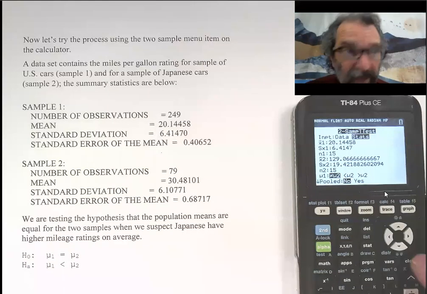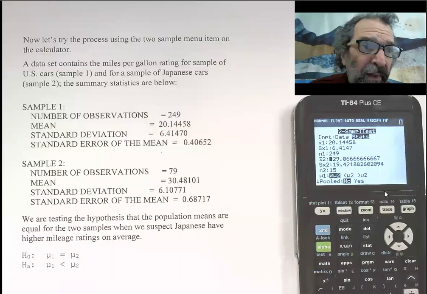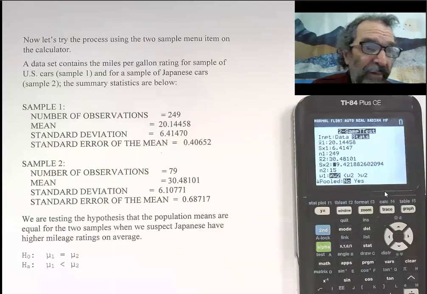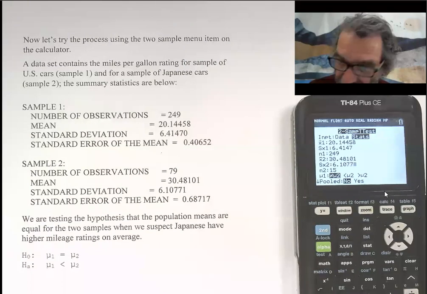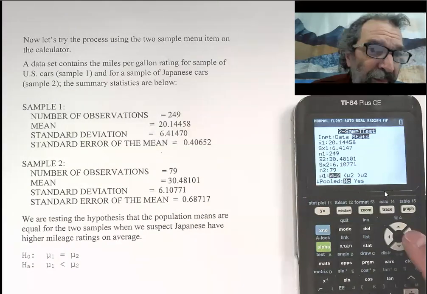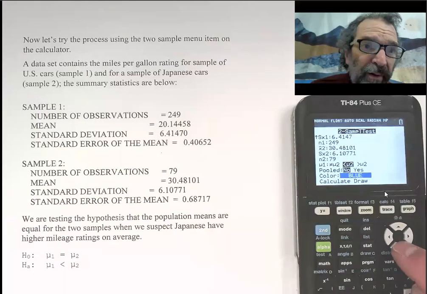And then the N, clear that, 249 observations. The second mean, 30.48101. Enter. Standard deviation, 6.10771. Enter. Sample size, clear that, 79. Let's make sure I have some confidence in what I typed. It's easy to screw up. N2 is 79. X bar 2 is 30.48. 6 looks okay. The alternative we're looking for is mu1 is less than mu2. Okay. And here's that pooled. We go no. There's the color. I don't care. Here comes calculate.